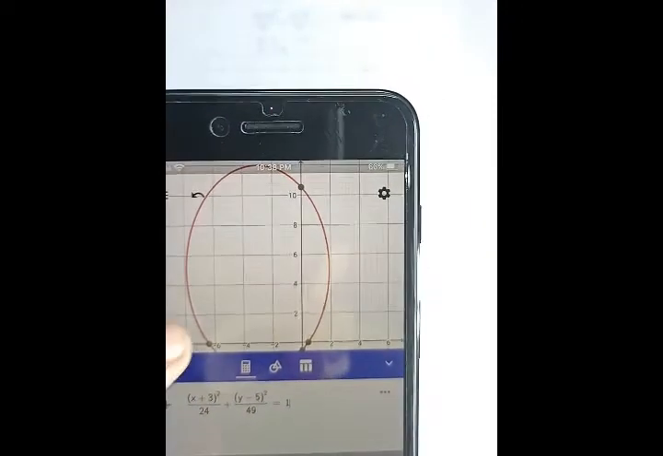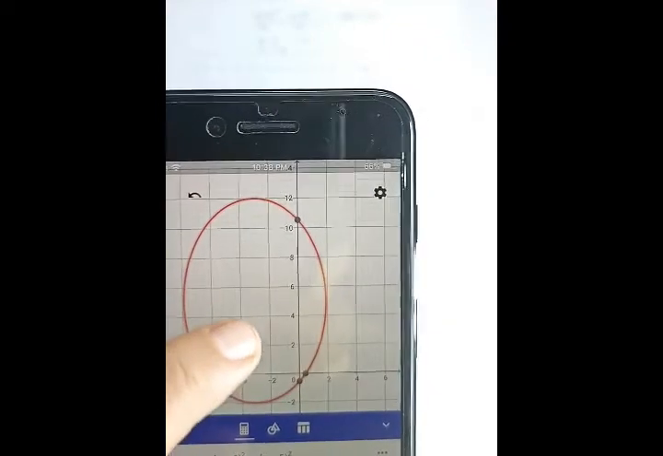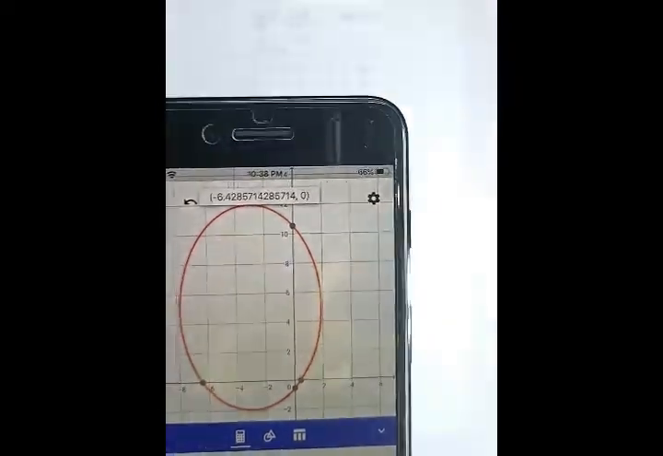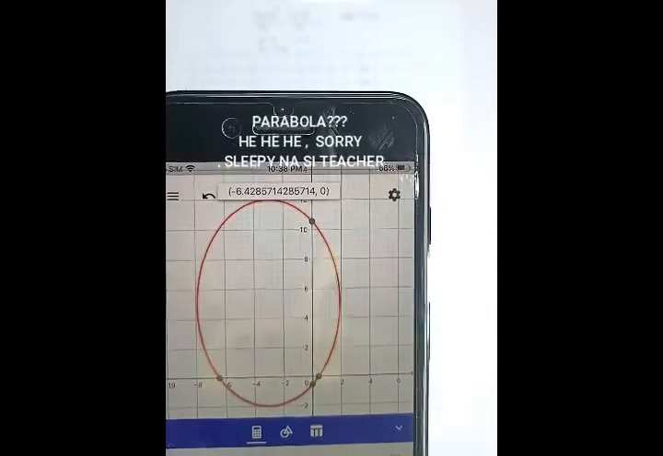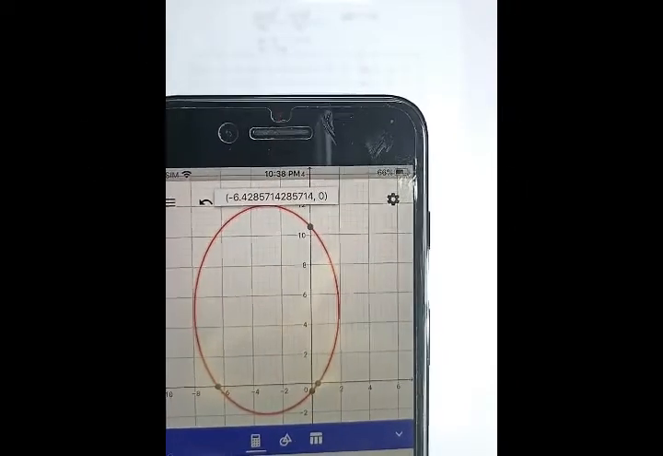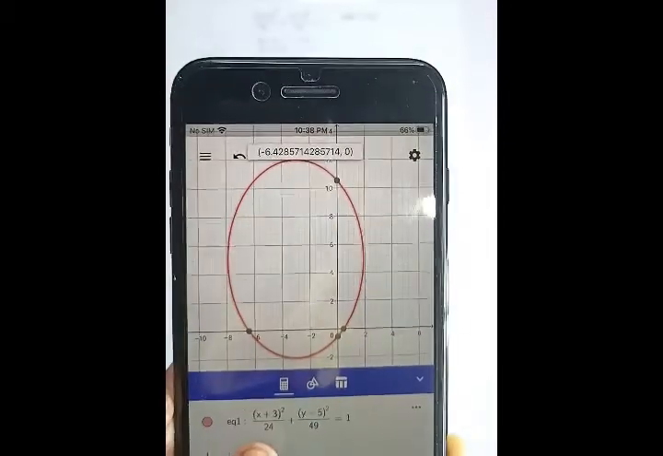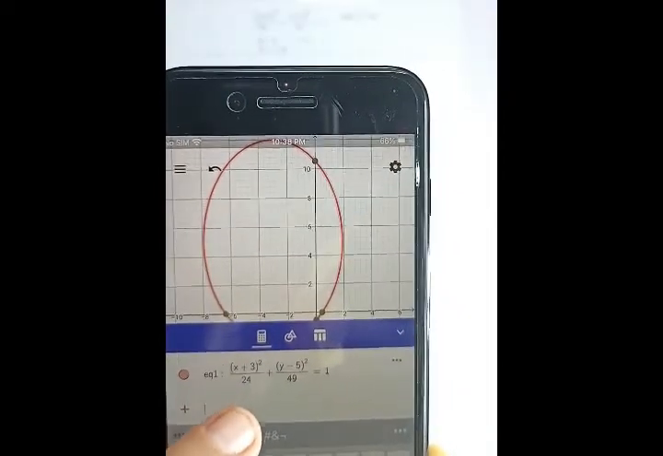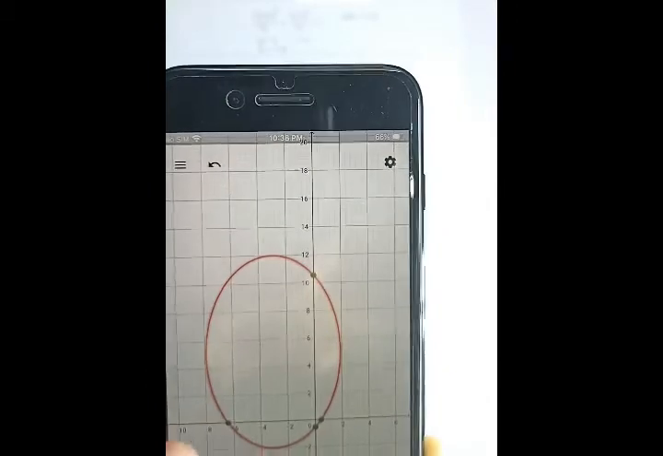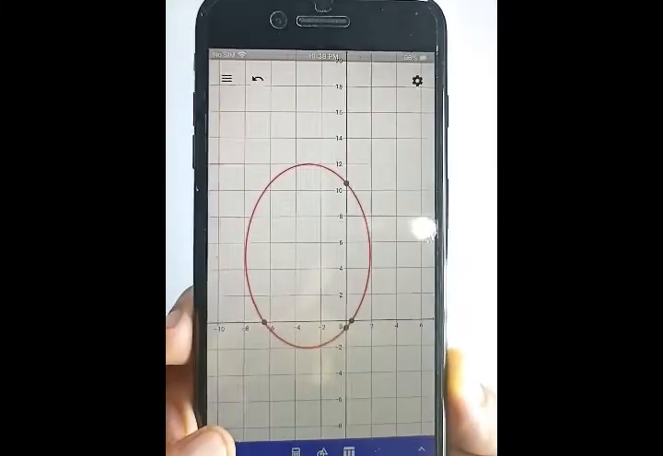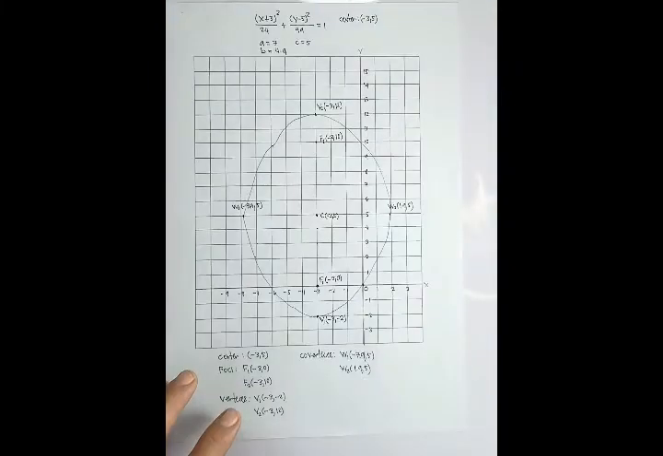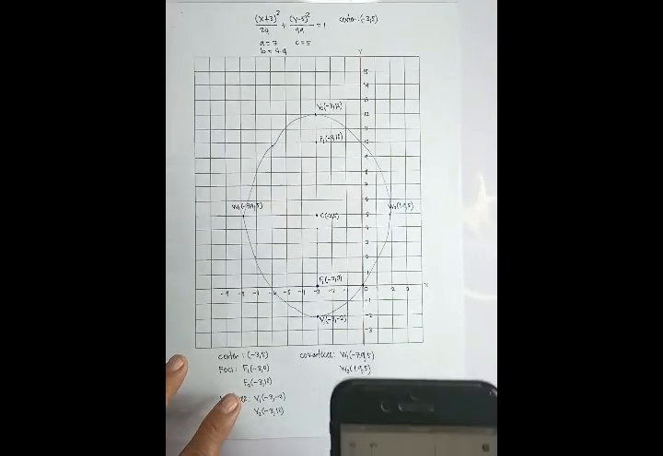Okay? So, makita na itong atong ellipse. So, muna siyang ellipse nga x plus 3 squared over 24 plus y minus 5 squared over 49 equals 1. Okay? So, similar siya sa ato ang drawing. Okay?